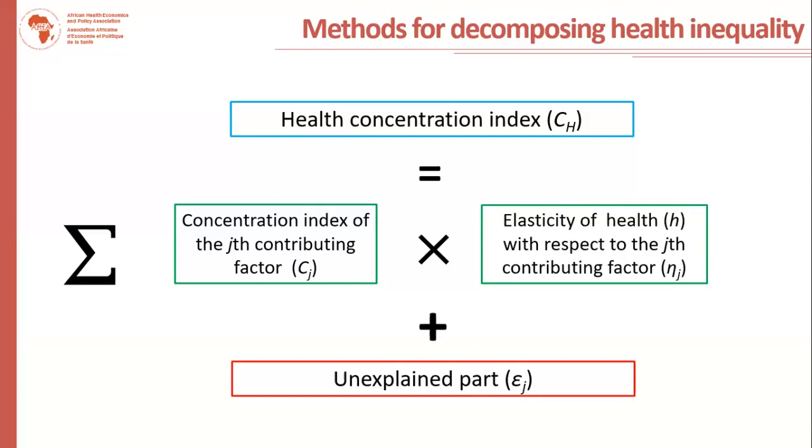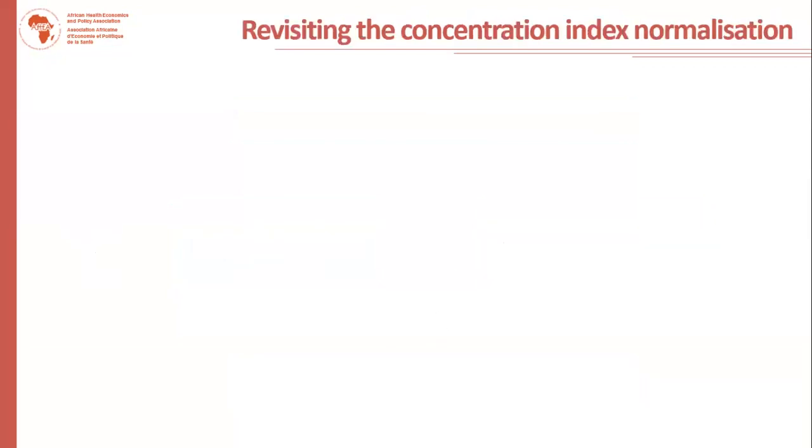The concentration index can be split into two parts: one is the unexplained and the other the explained. And the explained part is the sum of the concentration index of each factor multiplied by its elasticity. That way, basically. So no equations, but at least you should be able to understand this very basic idea.